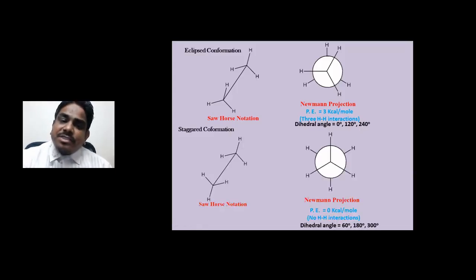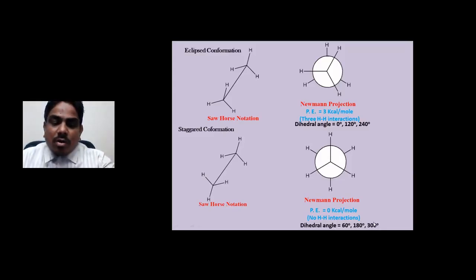The second conformation is the staggered conformation. In the Sawhorse notation for the staggered conformation of ethane, we observe that all the non-bonded hydrogens on each carbon are going away from each other, leading to the minimization of all the hydrogen interactions. The energy of the staggered conformation of ethane is 0 kilocalories. The staggered conformation is observed at 60 degrees, 180 degrees, and 300 degrees.